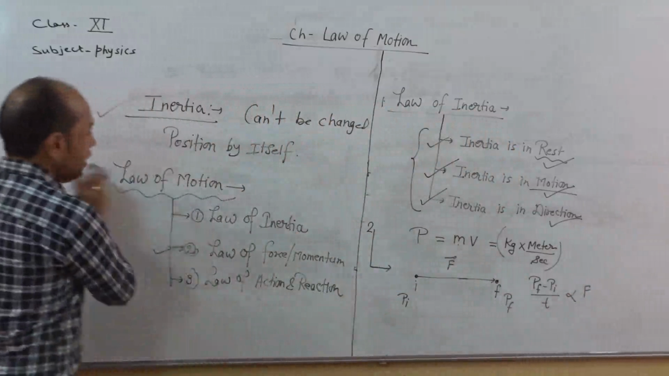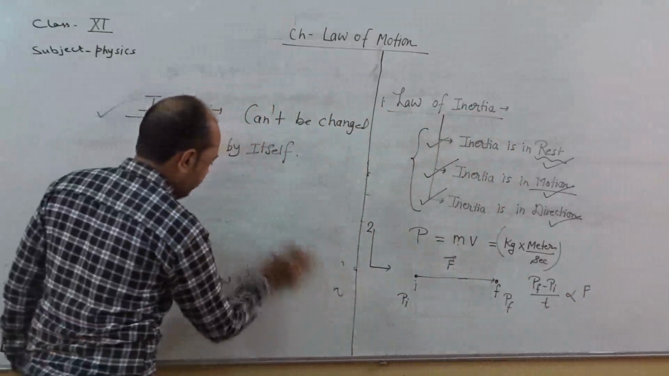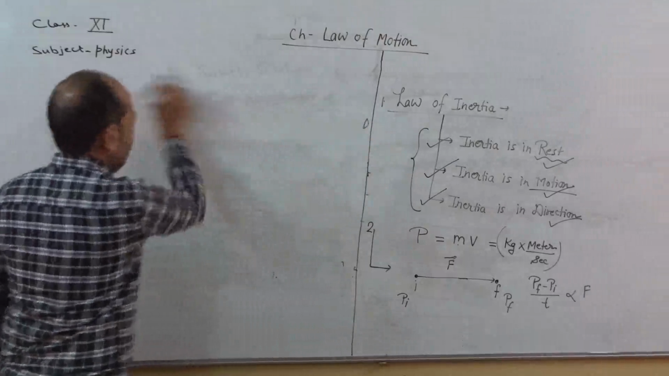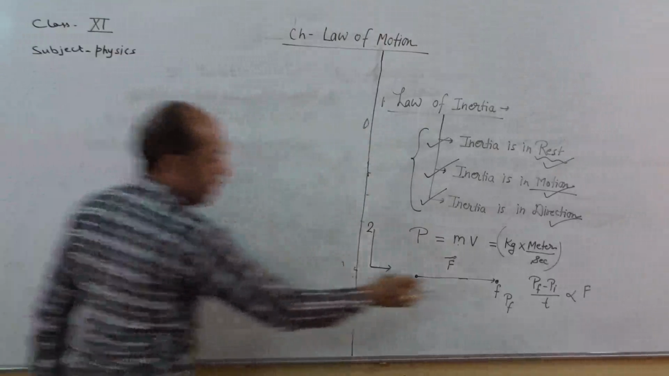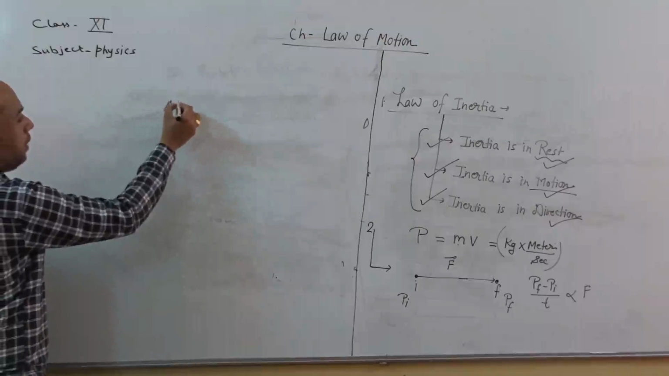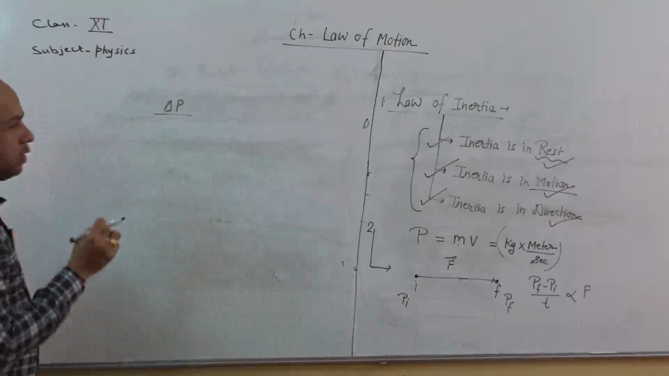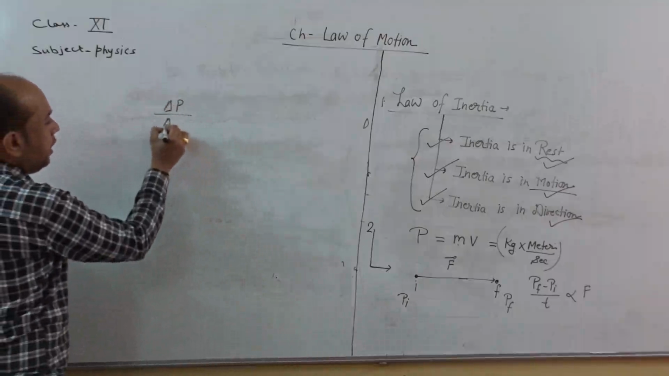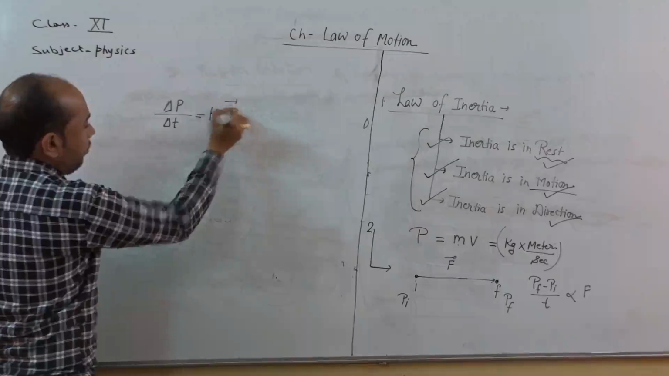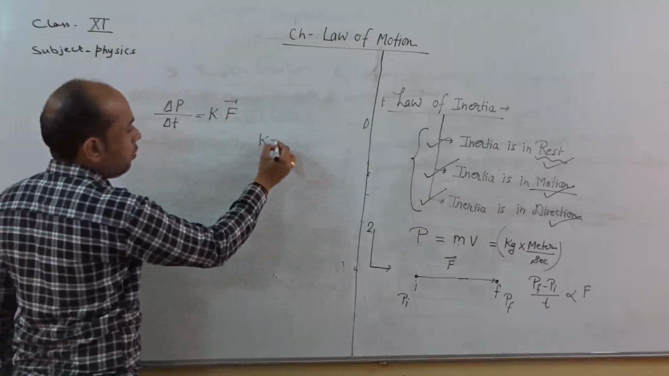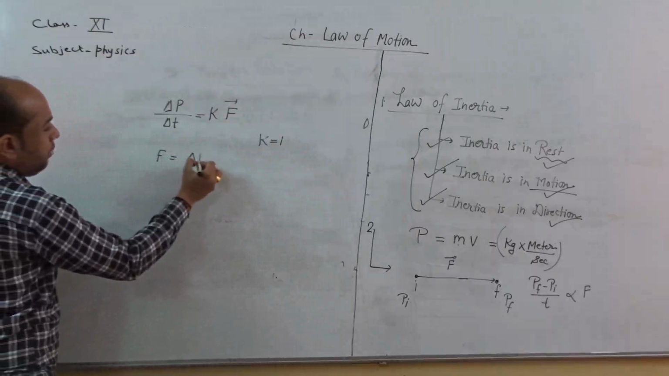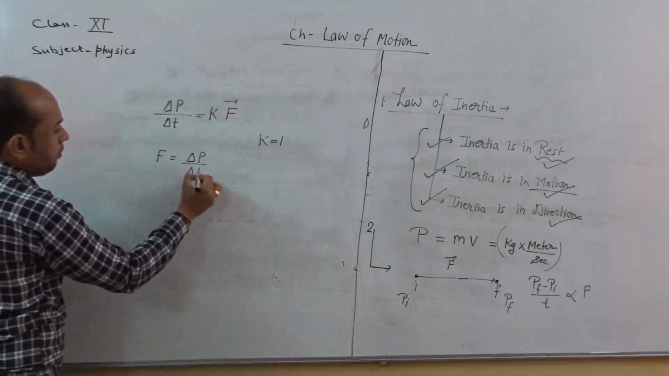So this is also written as Pf minus Pi, that is the change in momentum. This is denoted by del P. Del means here a small difference, with del T, and this equals the external force F. Here the constant K has value 1. So F is equal to dP upon dt.